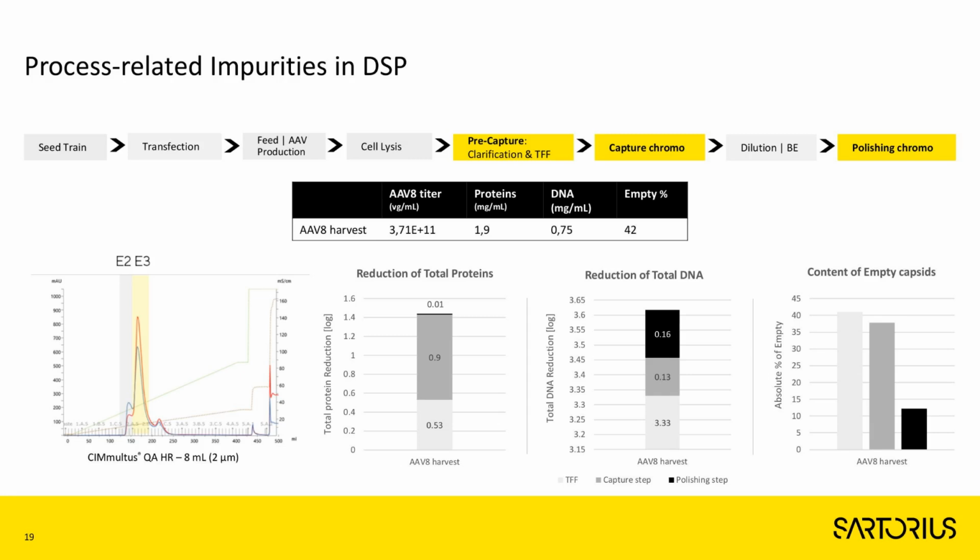So on the graph on the left side, you can see an example chromatogram of our polishing step done with the traditional empty-full separation methods, where we have a certain overlap between the empty and the full peak, here marked in E2 versus E3. So in this process, we have achieved a significant reduction of total proteins as well as total DNA, corresponding to 1.4 logs for proteins and over 3 logs for total DNA. And during the polishing, we were also able to reduce the content of empty capsids to about 10%.